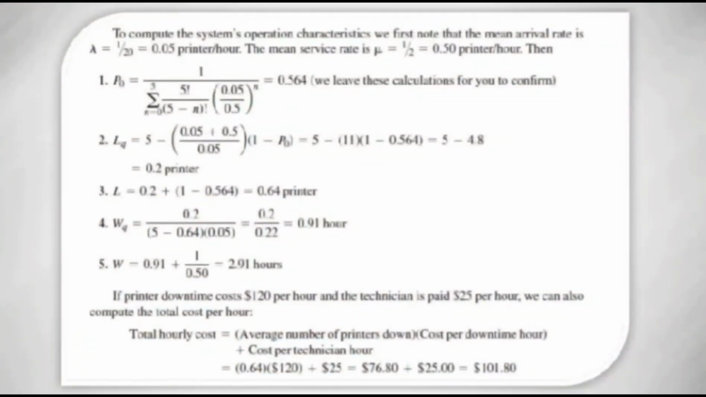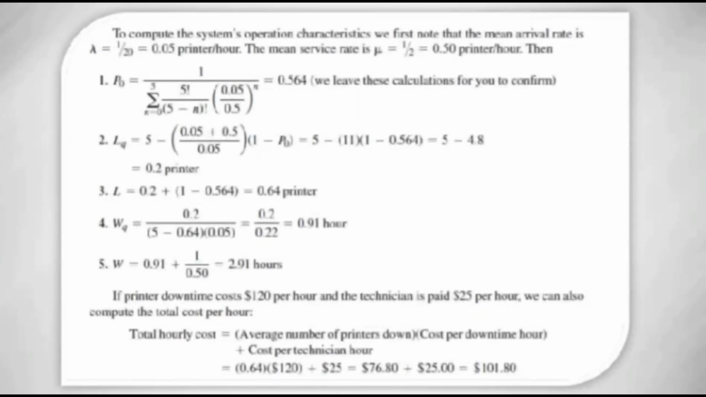So, to compute the system operating characteristics, we first note that the mean arrival rate is 1 out of 20, or 0.05 printer per hour. The mean service rate is... so why is the value of our arrival rate and our service rate a fraction? Because we need to determine the capacity per hour. How many printers will break down, how many printers are fixed in a certain time. So, in our arrival rate, we have 1 out of 20 because one breaks down within 20 hours. And we have 1/2 as the service rate because one is fixed within 2 hours.